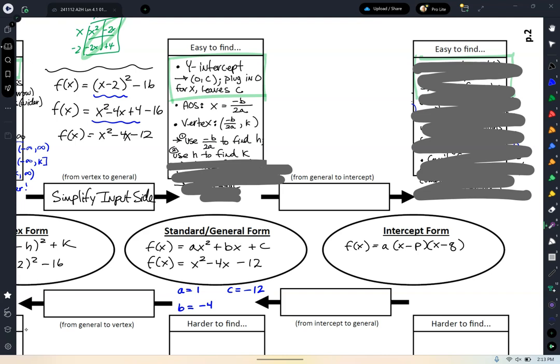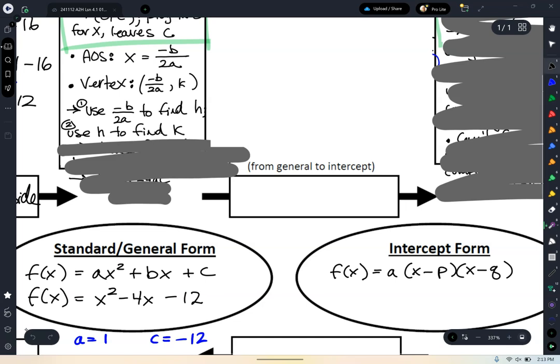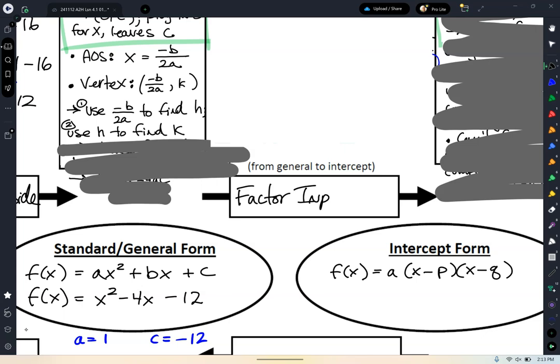Yeah, factoring. Good job, Brody, right? So like when we prime factor a number, we turn it into its multiplication problem of only prime numbers, right? And so in order to go from our standard form to our intercept form, what we are going to do is factor the input side of our function.